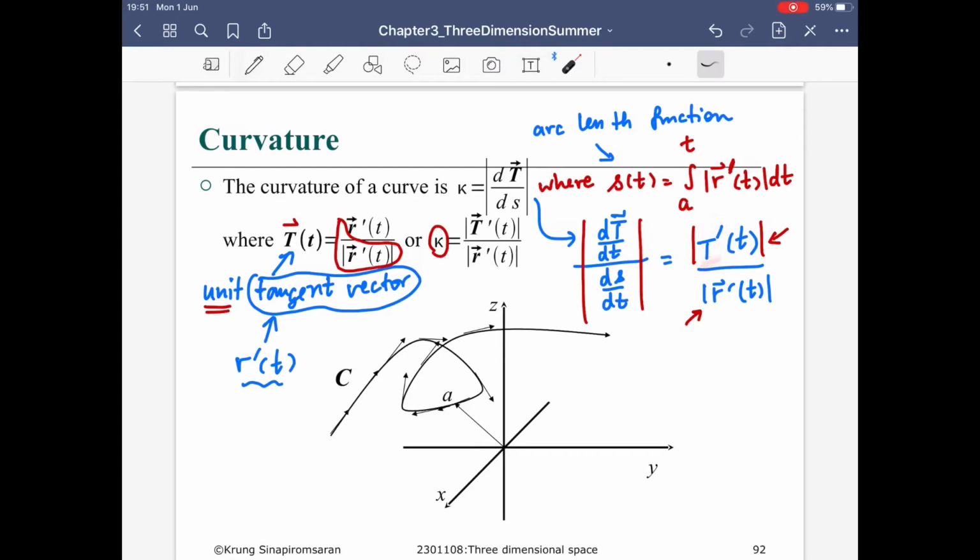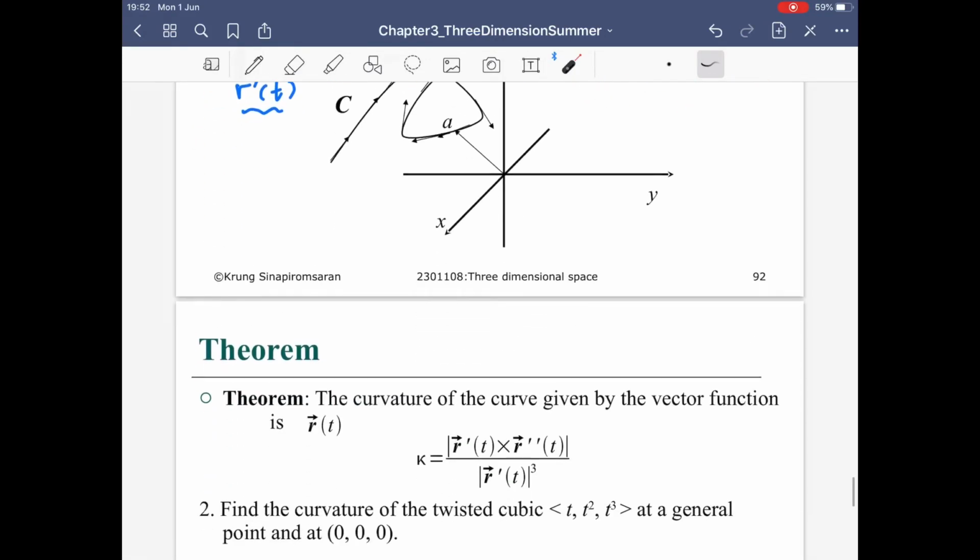That will be pretty difficult, because as you can see, your capital T is not really a fraction, it is a multiple of 1 over the length of r prime multiplied by the vector r prime. So if you want to find your capital T prime, you're going to use a product rule, which is not that fun to do. Okay, so let us introduce another formula to find a curvature first that we usually use.